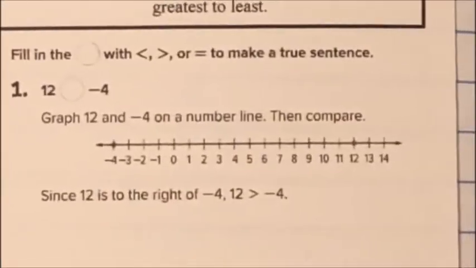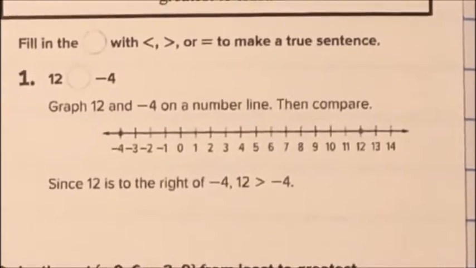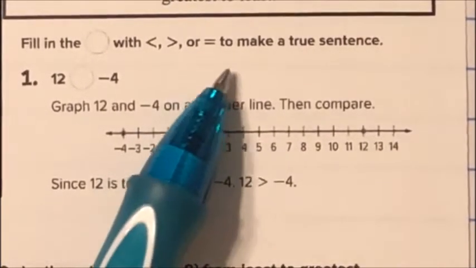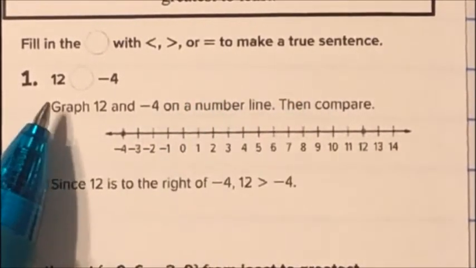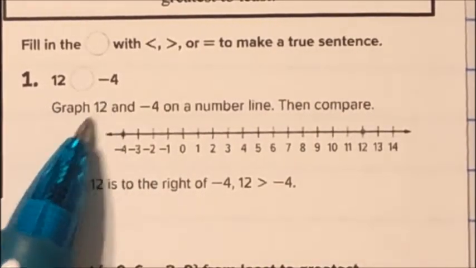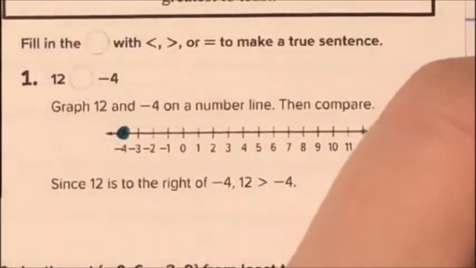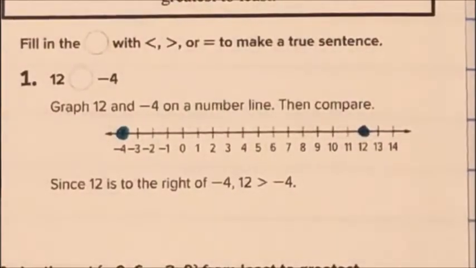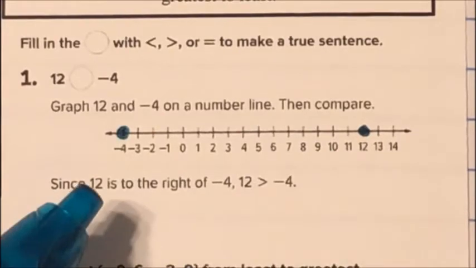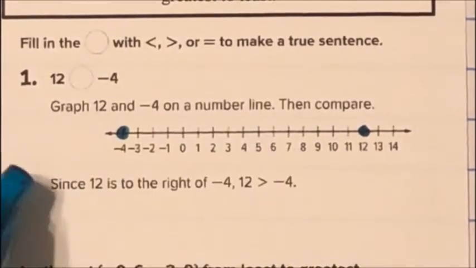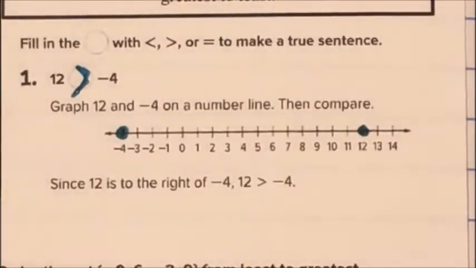Example 1 says, fill in the circle with less than, greater than, or equal to make a true statement. So 12 and -4. I can graph 12 and -4 on a number line. So here's -4, and here's 12. Which one's bigger? Well, 12 is positive and -4 is negative. So 12 is bigger than -4. So 12 is greater than -4.